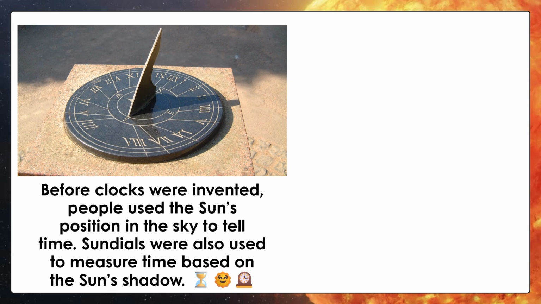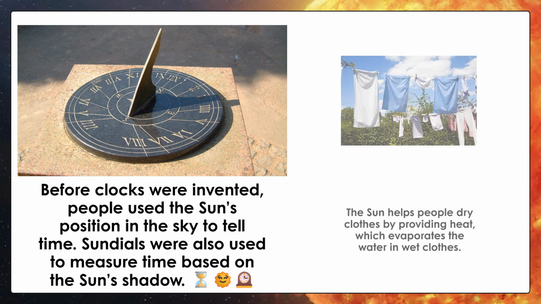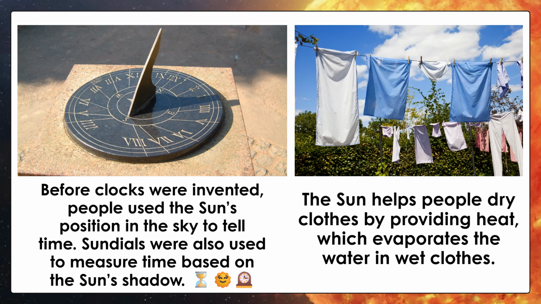Seventh picture, before clocks were invented, people used the sun's position in the sky to tell time. Sundials were also used to measure time based on the sun's shadow. Eighth picture, the sun helps people dry clothes by providing heat, which evaporates the water in wet clothes.